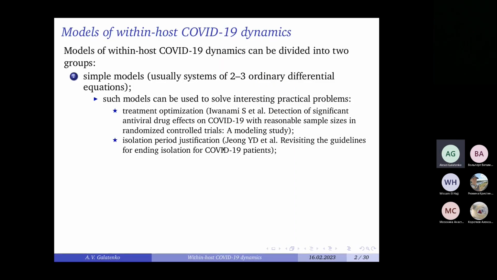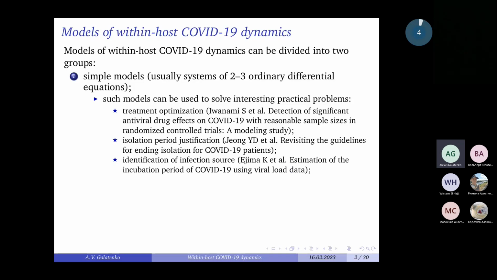And another paper of the same group, the first author is different, but actually these are the papers by one large research group. In the second paper, the authors tried to justify the isolation period, to use the mathematical model to find out the time after which the number of viral particles in the host drops below the threshold, so the person can be considered recovered.